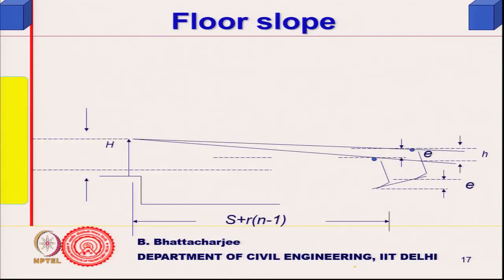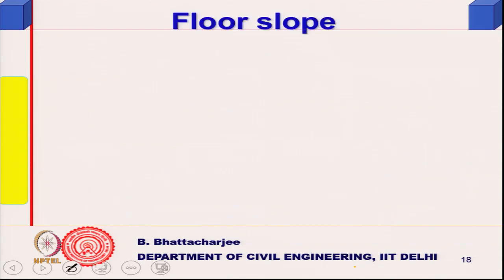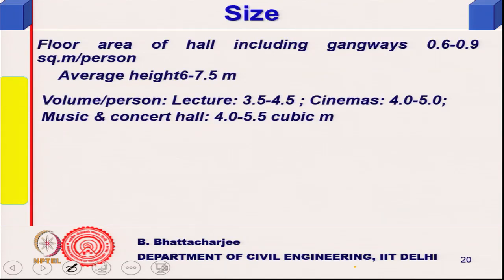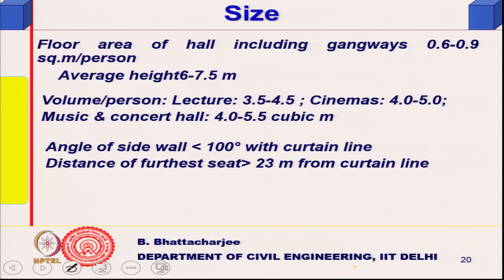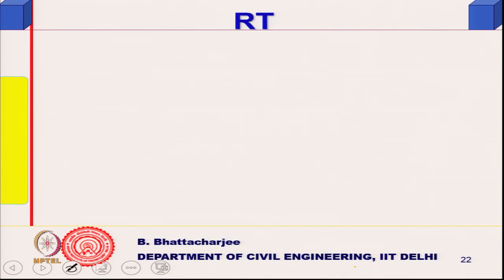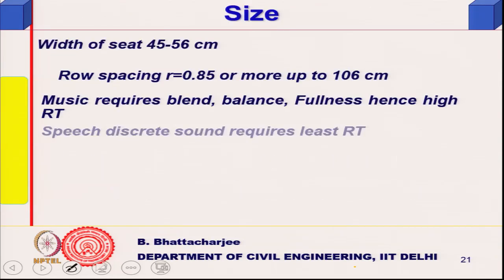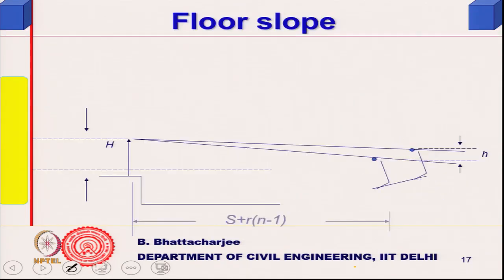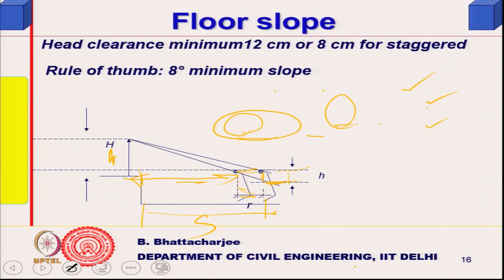Let me see, I will come back to this algebra part of it later on. There are two formulae, I will come to that, but let me give you the values first. Typically 8 degree is supposed to be good. Let me see if I have somewhere written it down. Head clearance should be... I think I missed it, or maybe it is there somewhere, I will find it out. It is written, 12 centimeter minimum for seats one behind the other.